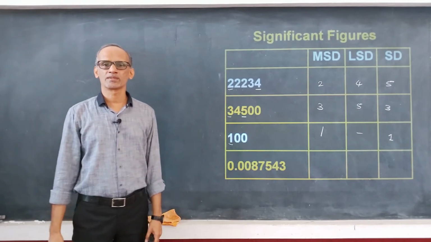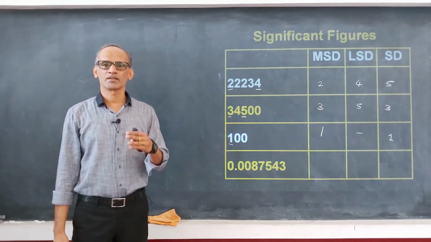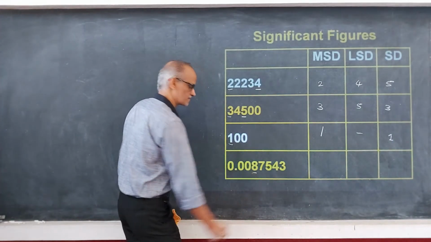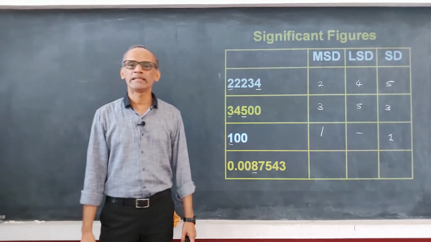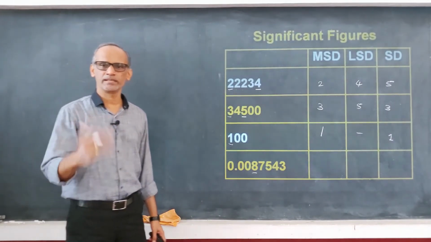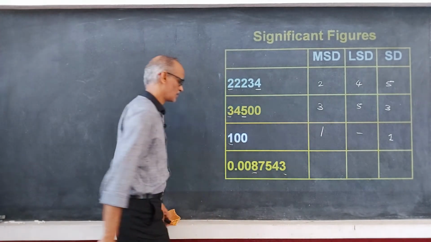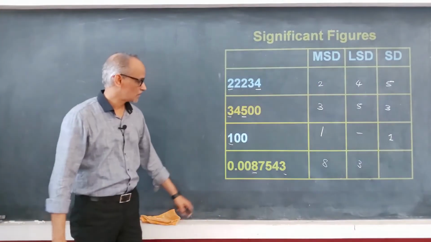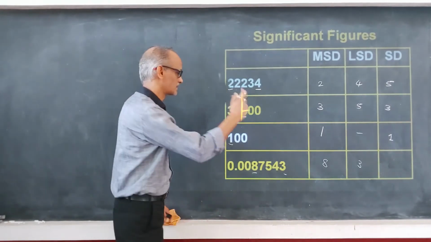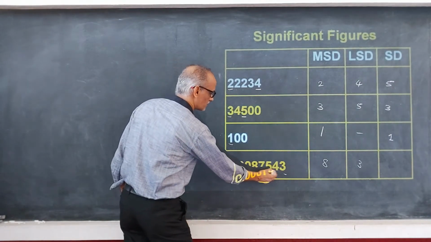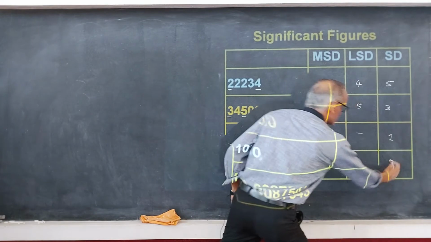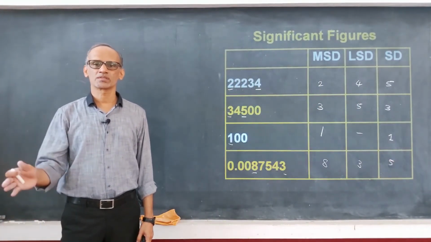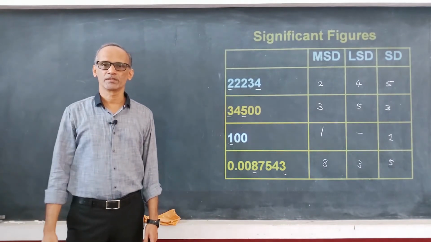Let's complete the decimal. What is the rule? In decimal, the most significant is the first non-zero. First non-zero is this. And then which is the least? The least is the last digit, any last digit, which is 3 here. So one is 8, the other is 3. Now count the number of digits, that is the number of significant digits. So 1, 2, 3, 4 and then 5, here it is. This is how you can find the most, the least and the number of significant digits.